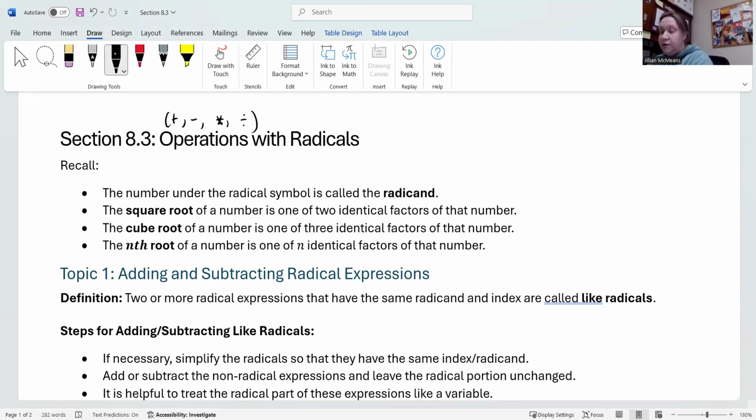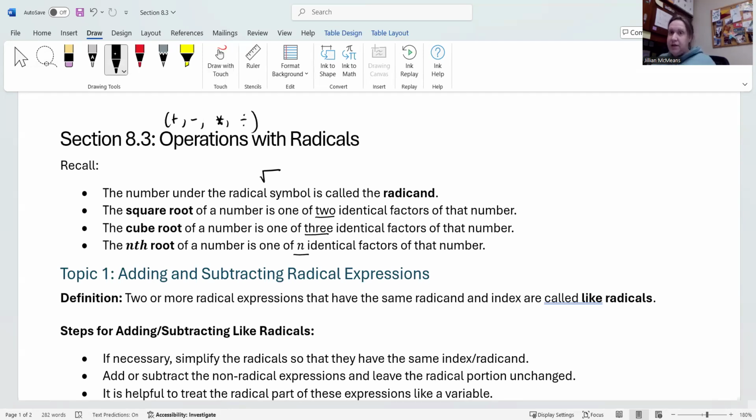First, the number under the radical symbol, that symbol, is called the radicand. Remember that, because we're going to talk about a radicand bunch in this worksheet. Next, the square root of a number is one of two identical factors of that number. The cube root of a number is one of three identical factors of that number. And finally, the nth root of a number is one of n identical factors of that number.